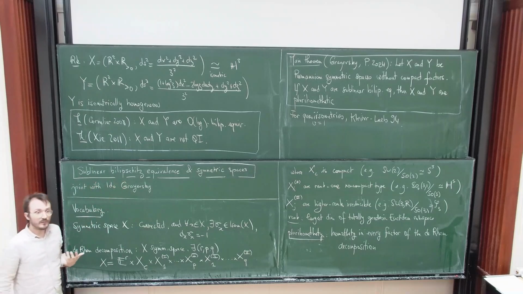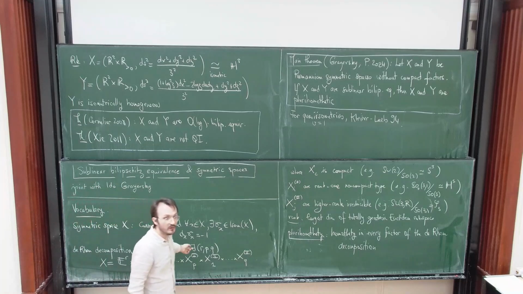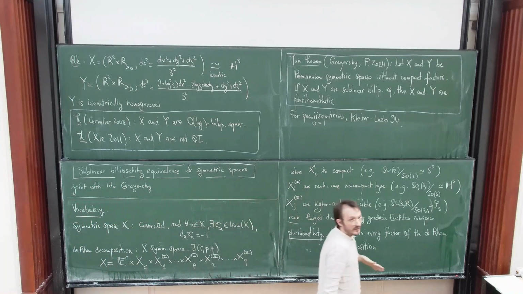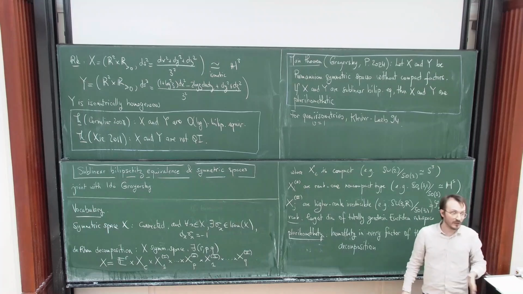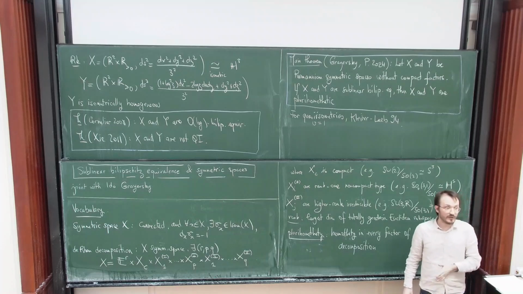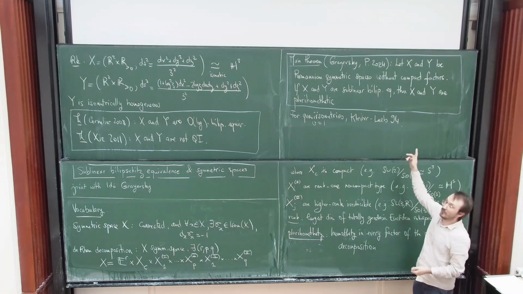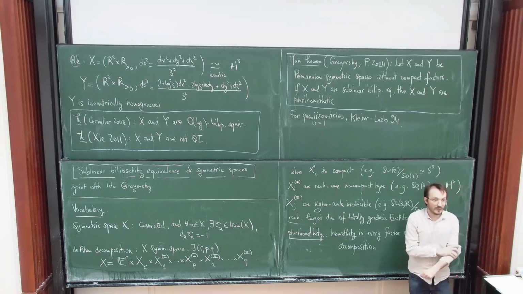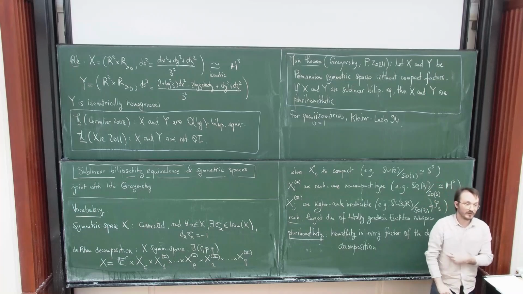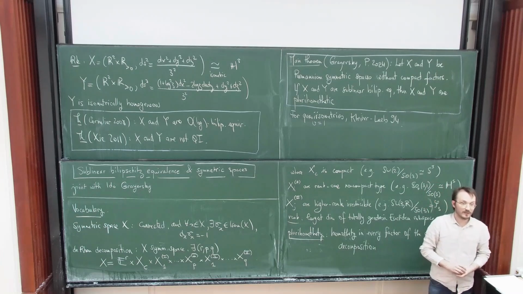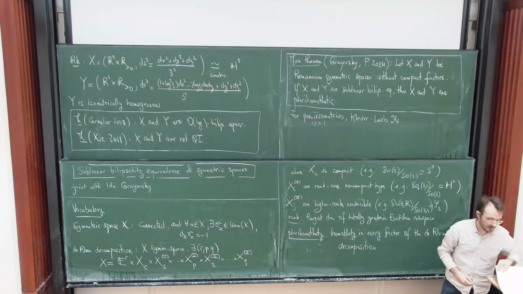So this is in contrast with the statement I gave for homogeneous spaces, where you could see that some homogeneous spaces were sublinear bilipschitz equivalent, but not quasi-isometric. Here it turns out that the result is the same as Kleiner-Leeb, so they are sublinear bilipschitz equivalent if and only if they are quasi-isometric. Are there questions?